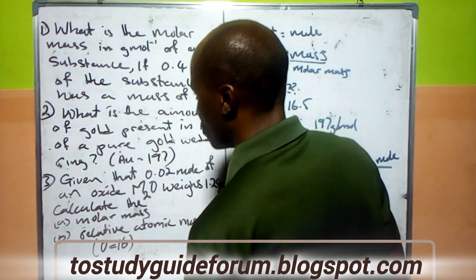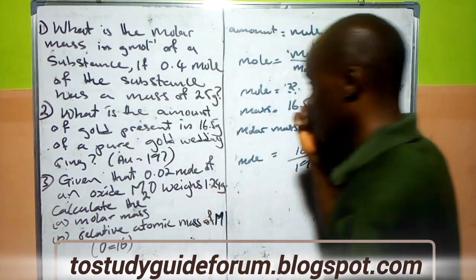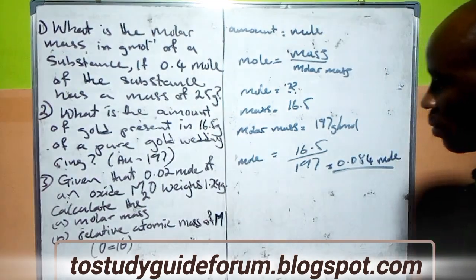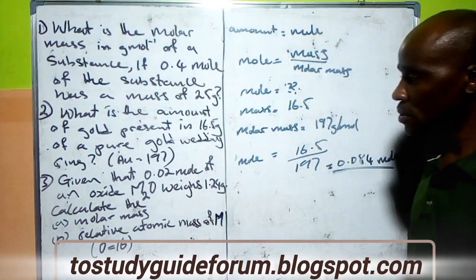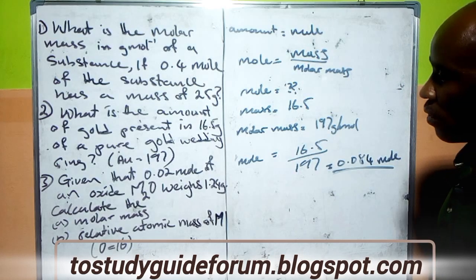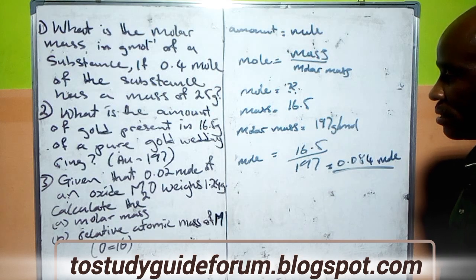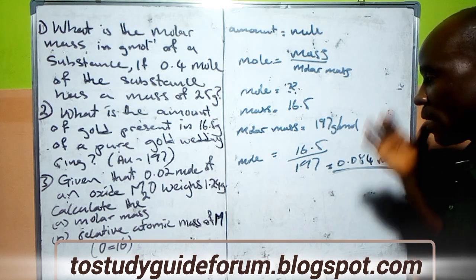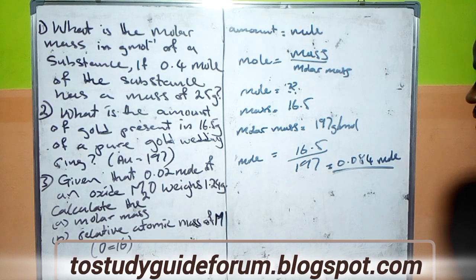So the next thing we are going to be doing is to solve the next one we have. Given that 0.02 mole of M2 oxide weighs 1.24 grams, calculate the molar mass and relative atomic mass.